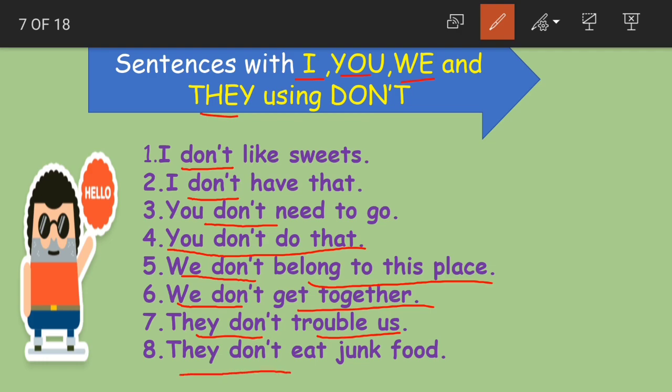Now the eighth one is, they don't eat junk food. They don't eat junk food because they do not like junk food. Even in this way you can say that they don't like junk food. Okay, that also. So in our own words, according to the situation, you can use your own sentences when you speak.